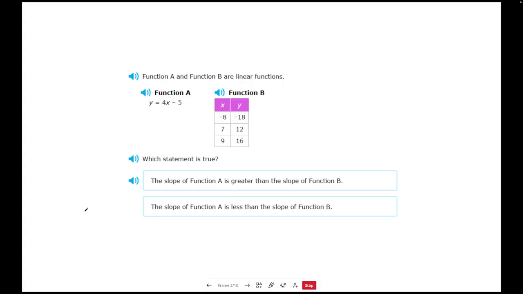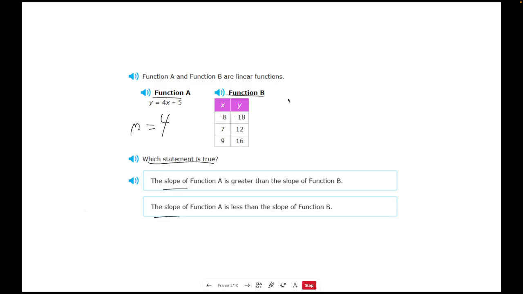All right, so here we go. They give us two functions, function A and function B. And it says which statement is true, all right? And both of them are about slope, right? The slope, which one's bigger. So we should be able to look at function A, right? That's slope intercept. We should already know about that. So the slope of this is 4.